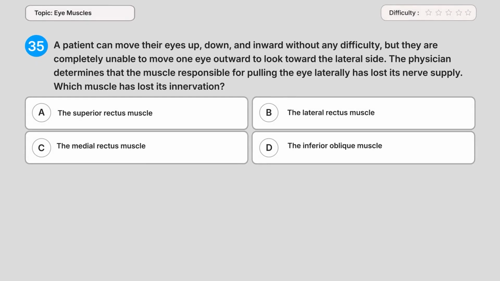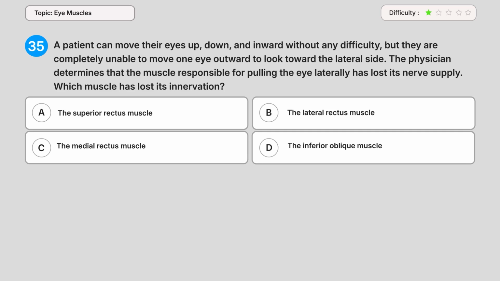35. A patient can move their eyes up, down and inward without any difficulty, but they are completely unable to move one eye outward to look toward the lateral side. The physician determines that the muscle responsible for pulling the eye laterally has lost its nerve supply. Which muscle has lost its innervation?